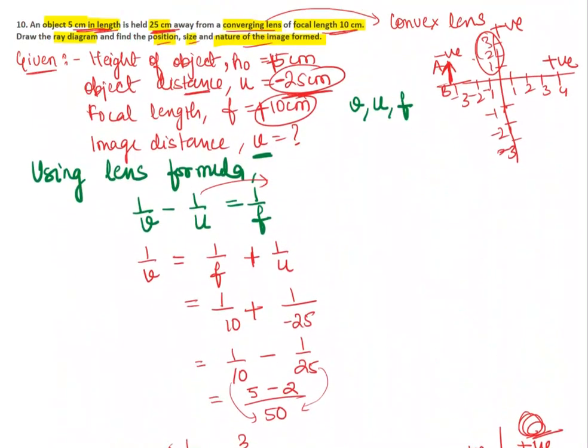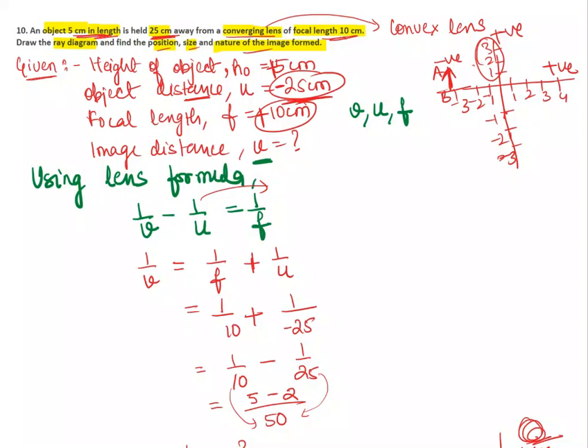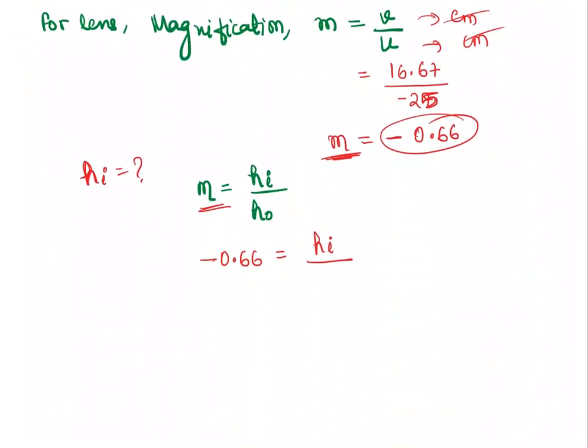We already know, as given in the question, that the height of the object is positive 5 centimeter. So substituting here as 5, HI, image height, will be equal to minus 0.66 times 5, with denominator 1. After cross multiplication, we find that the height of the image will be minus 3.3, and that is in centimeter.